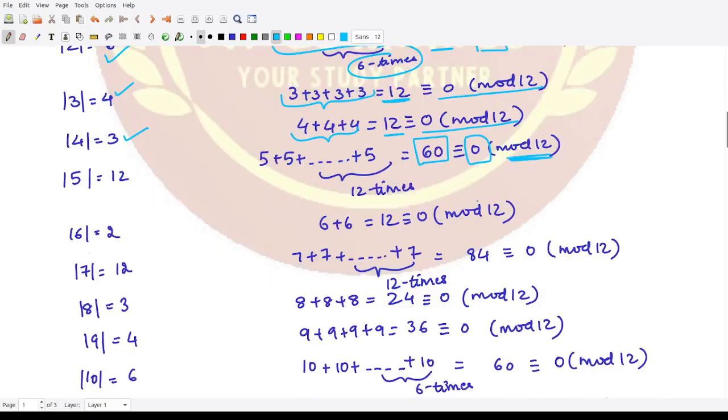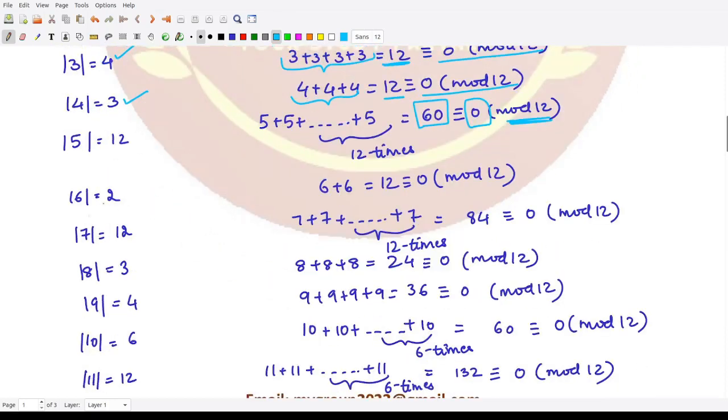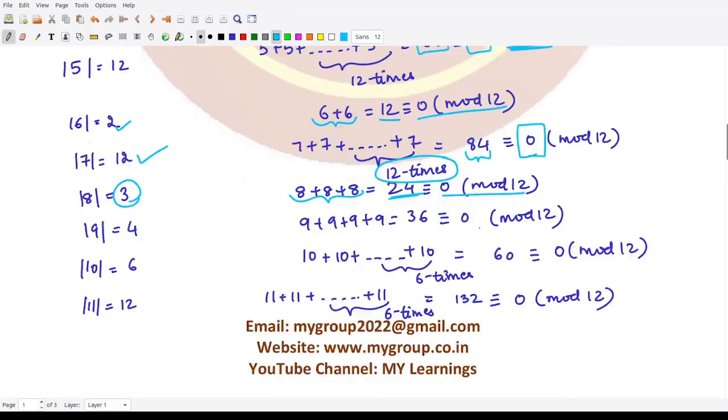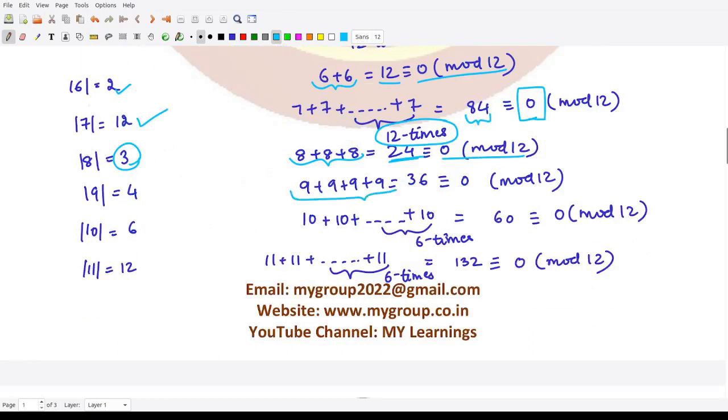What about 6? For 6, if you add 6 two times, you would have 12, so 2 is the order here, which is 0 mod 12. What about 7? When you add 7 twelve times, you would have 84, which is completely divisible by 12, giving you 0 as the remainder. Hence 12 is the order. There is no other integer less than 12 which gives you this. What about 8? When you add 8 three times, the order here is 3, you would have 24, which is completely divisible by 12. What about 9? 9 when added 4 times gives you 36, which is completely divisible by 12.